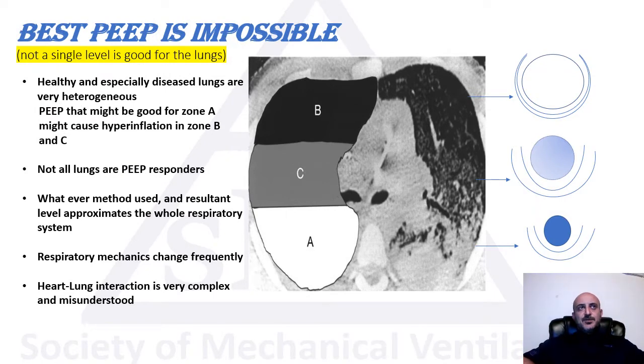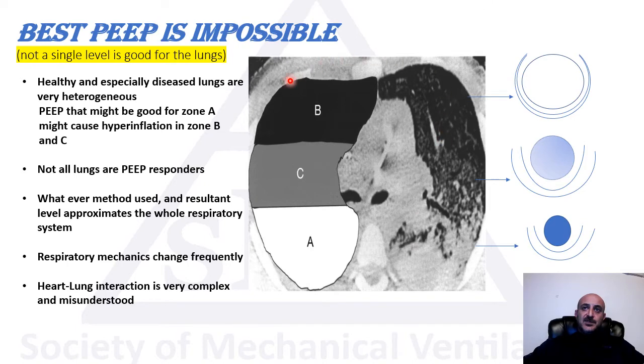So is it possible to get one level of PEEP that's called the best PEEP? In my opinion, it's probably impossible to do that. One of the reasons is that our lungs, even normal lungs, are very heterogeneous. Especially in ARDS, our lungs have multiple zones with different respiratory mechanics. So one PEEP might be good for one zone, but might be injurious to another zone.